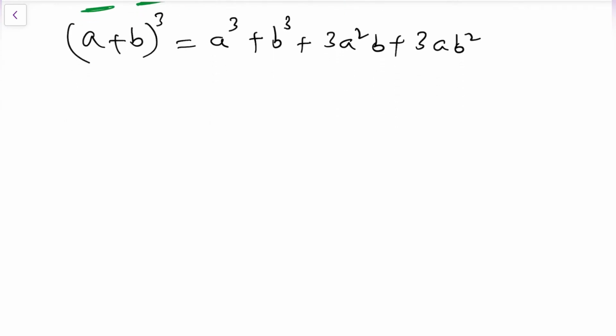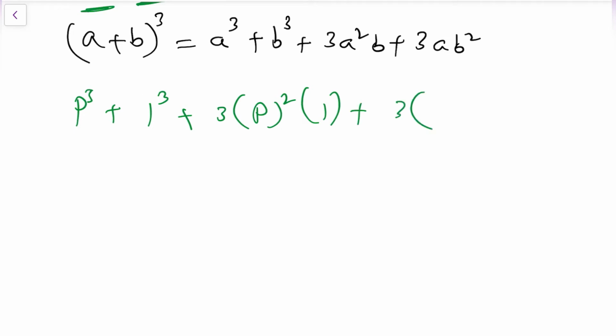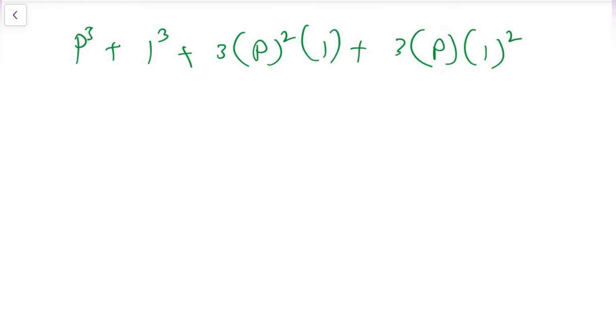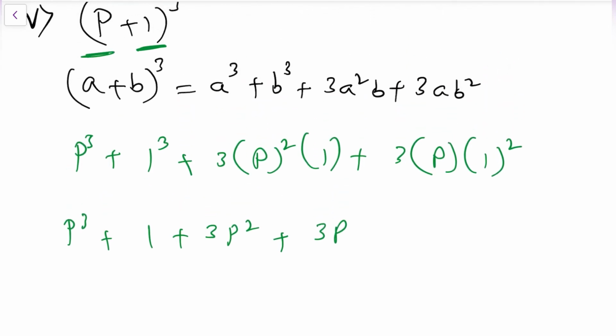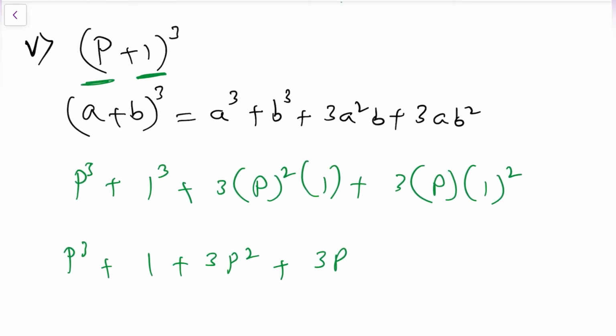So let us substitute. P cube plus 1 cube plus 3 into p square into 1 plus 3 into p into 1 square. P cube as it is, plus 1 cube, 1, plus 3 into p square into 1, 3p square, plus 3 into p, 3p into 1 square, 1. So 3p. So the final answer is p cube plus 1 plus 3p square plus 3p.